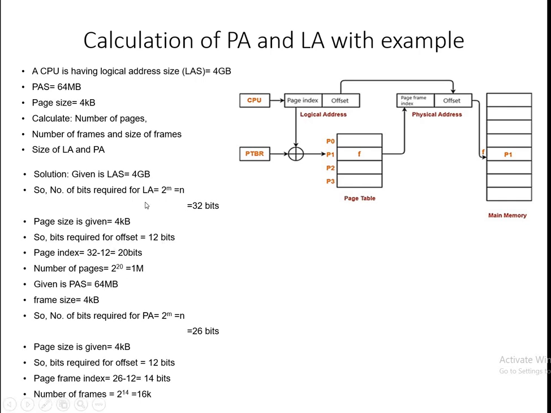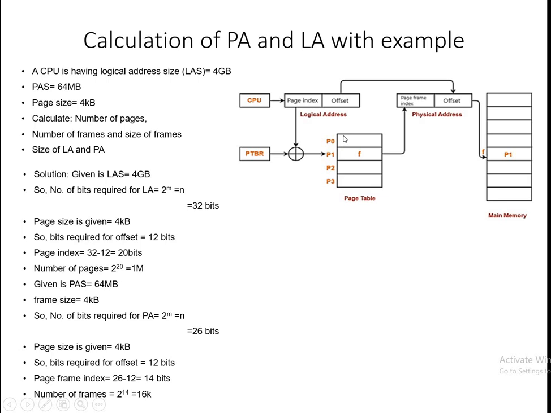Out of the 32 bits reserved for the logical address, 12 will be reserved for the offset. And the remaining 20 bits will be used for the page index. So the number of bits required for the page index will be 32 minus 12, that is 20 bits. If we have to calculate how many pages there will be, the number of pages can be calculated: 2 raised to power 20 is equal to 1 mega.